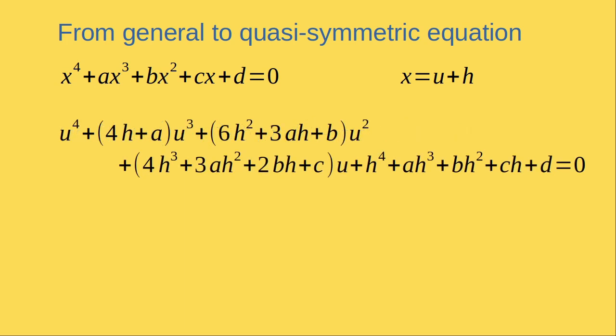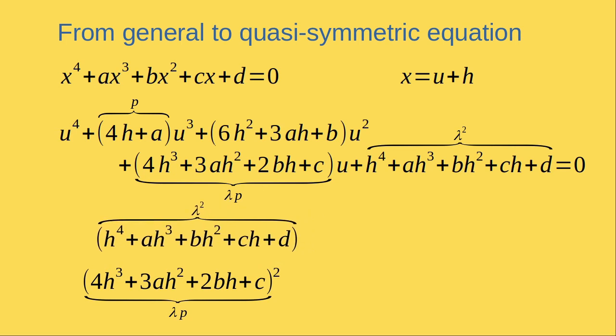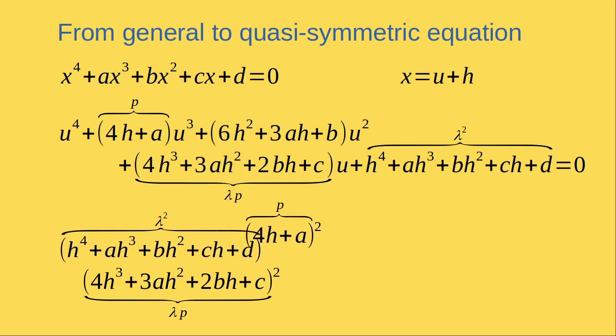the cubic coefficient has to be of the form p. The linear coefficient of the form lambda p, and the absolute term of the form lambda squared. This gives rise to an equation for h which obviously must hold if the transformed equation is supposed to be quasi-symmetric.